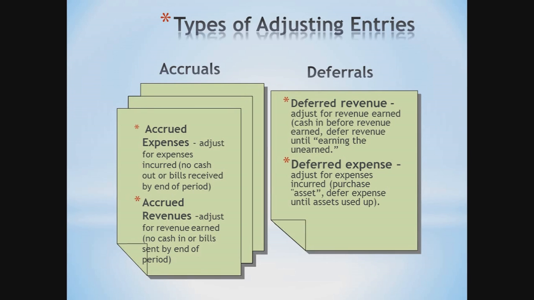Deferred revenue we have with season ticket sales, magazine subscriptions, deposits from customers, anytime you collect money in advance from customers before you've done the work. And for expenses, tons and tons of assets are owned by the company. Most of them get used up in terms of operating.